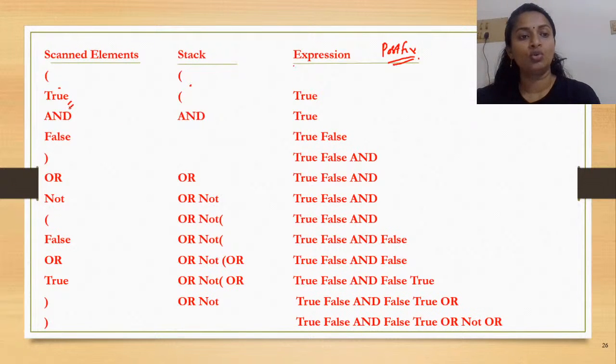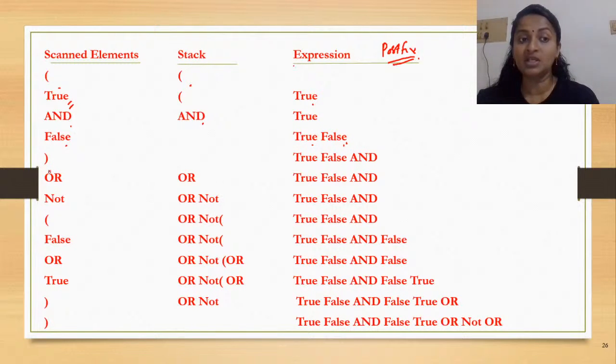Okay. So, true, whenever you encounter true, it is appended to the expression. You have the operator and, right? Since it is pushed to the stack, then you have the operand, which has to be appended to the postfix expression. See, true, false. And then now you have a closing bracket.